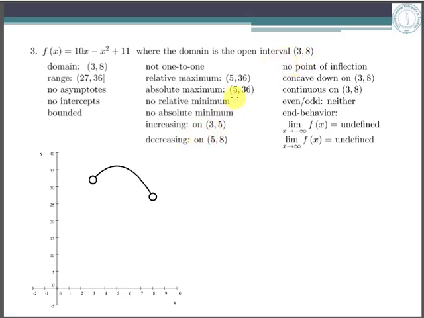and it's increasing on (3, 5) and decreasing on (5, 8), and again there is no point of inflection, and again concave down on (3, 8), and continuous on (3, 8), and neither an even nor odd function. And the graph is not included. These two points are not included here.